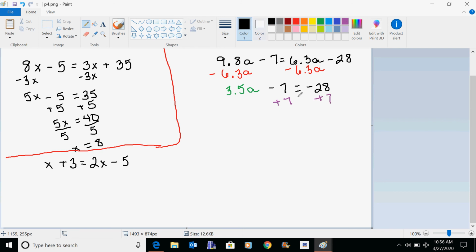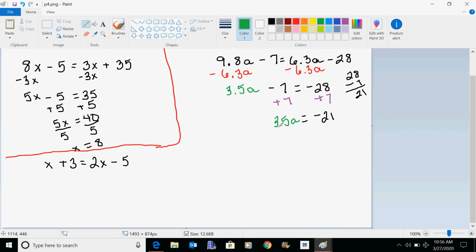I now want to get rid of this minus 7, so I'm going to do plus 7. Once again, you're thinking negative plus positive. I'm going further up from the 28. So I'll get negative 21 when I subtract 28 minus 7. And I realize that my answer is a negative here. My 3.5a comes down.